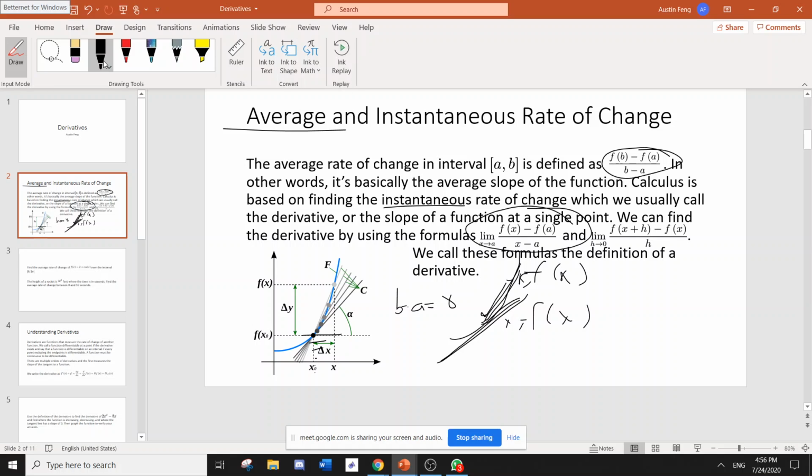Because a tangent line is when it only touches the function at one point, and eventually a and x will coincide when x minus a gets to 0. And then this is basically the same as the other one. I personally prefer using the second one, f of x plus h minus f of x over h, but lots of other people use the first one. I would recommend using the second one, but it's all up to you.